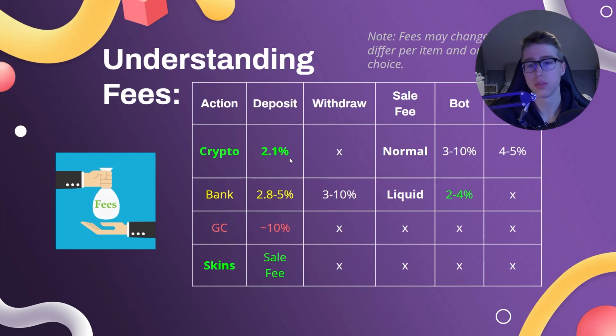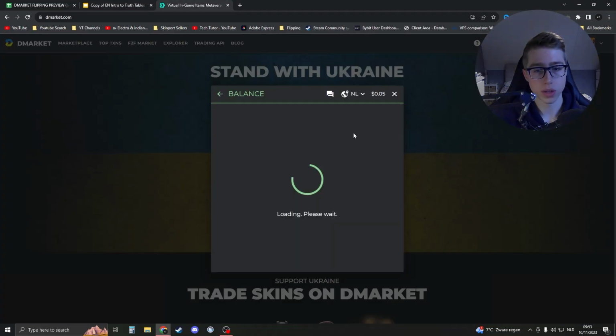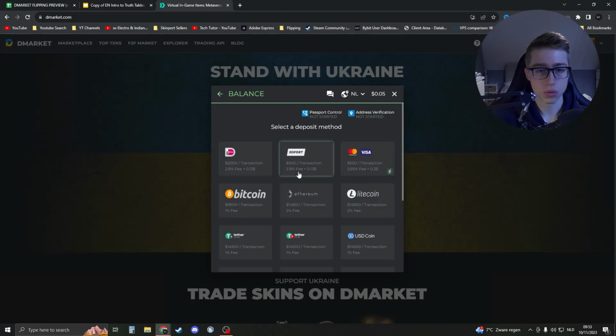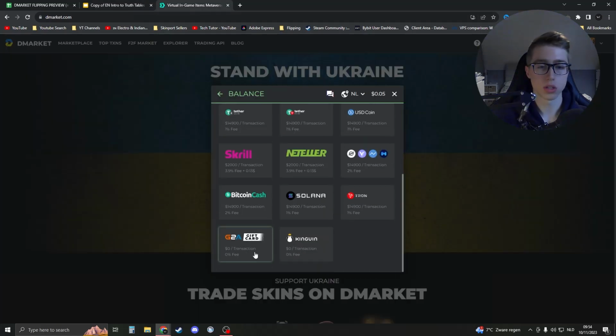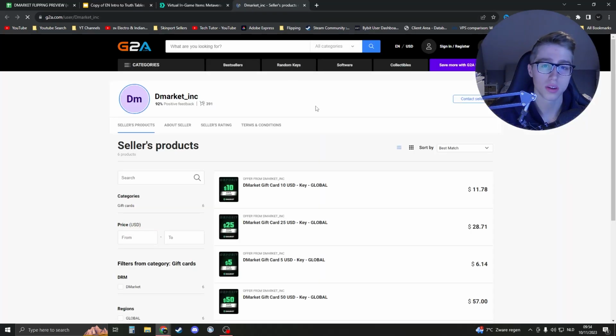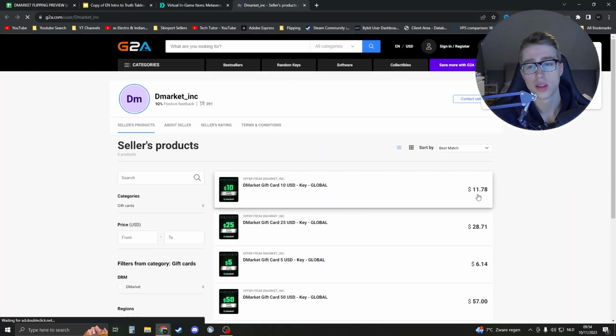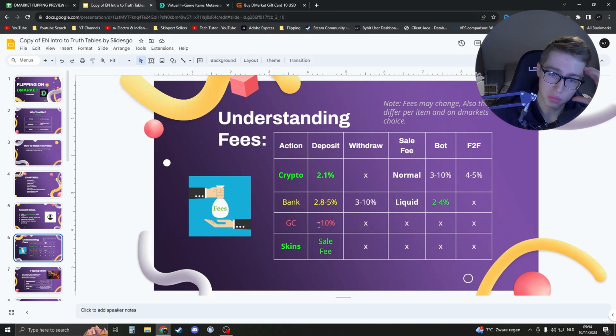Always recheck the fees. And then you have the bank. Well, the bank fees are pretty accurate. They are like 2.8 to 4%. I don't really recommend depositing by bank. Crypto would be better. Then you have gift cards like G2A and Kinguin. Don't do that. These things are a big scam. $12 for $10. That's like 20%. Don't do that. It's 10% plus.